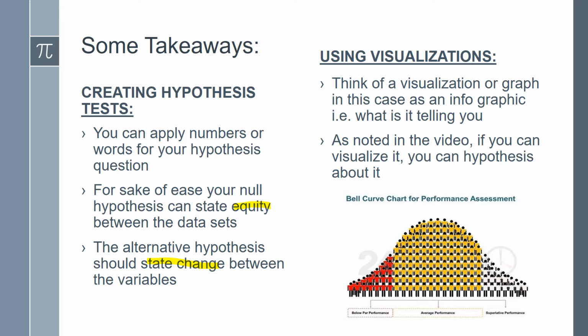Using visualizations. Think of a visualization or graph, in this case, as an infographic. What is it trying to tell you? I really liked this bell curve because you can think of it in terms of people. Here's where your average performers will be. Here's where your high performers, so to the positive side of the bell graph, will be. And these are your underperformers, and there's a lot less. So that's a real good visualization of what data is trying to claim under that bell graph.